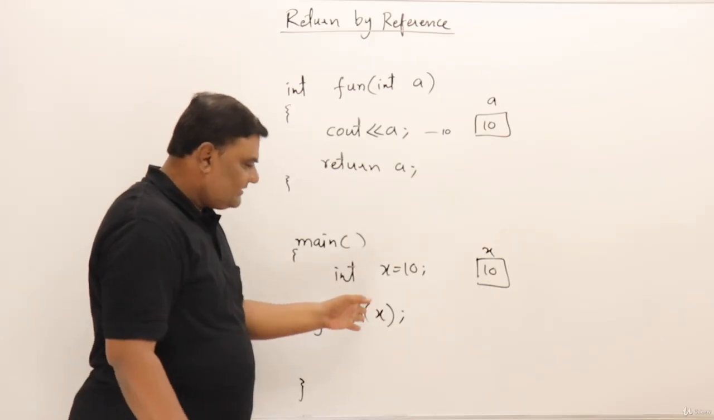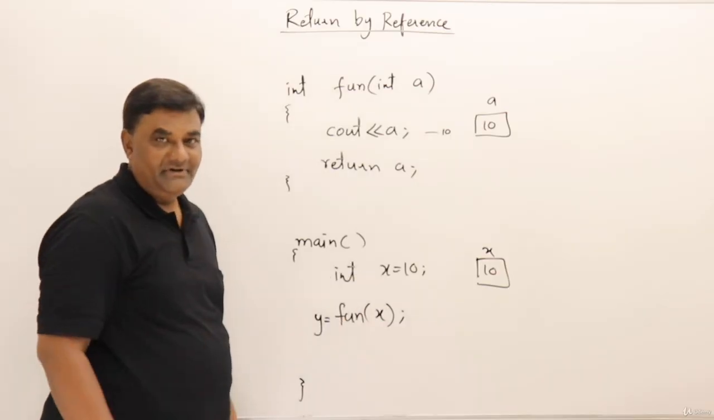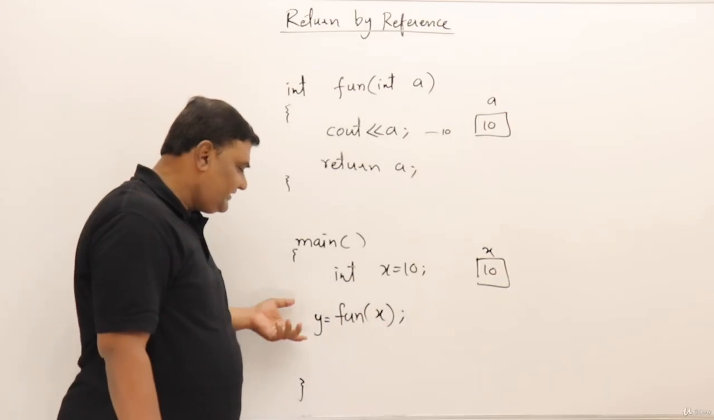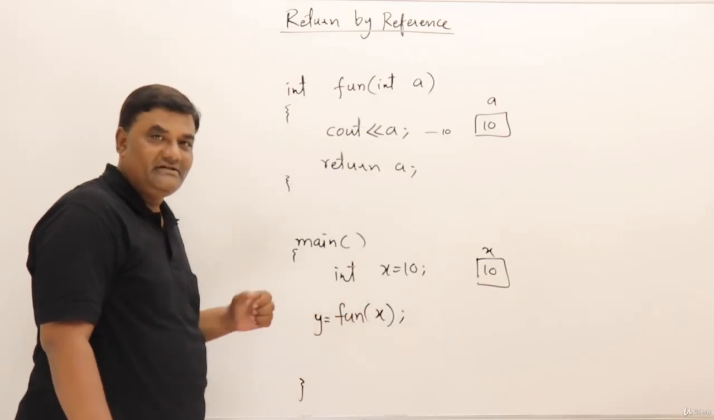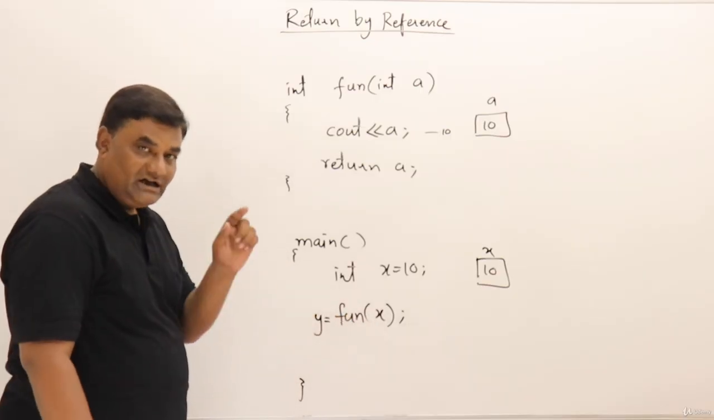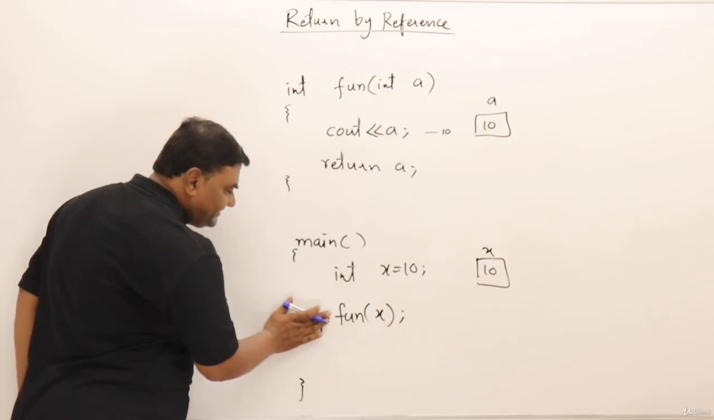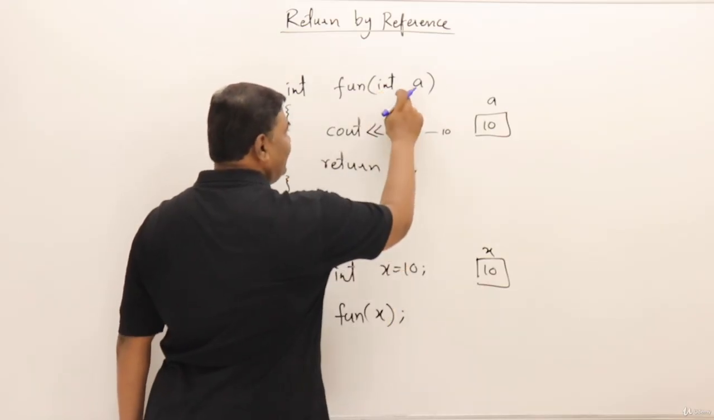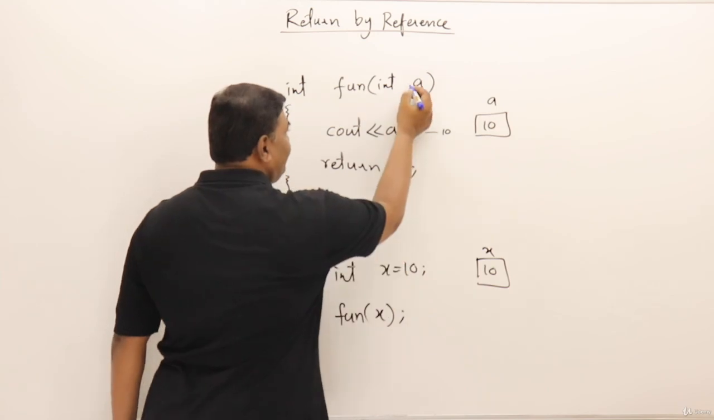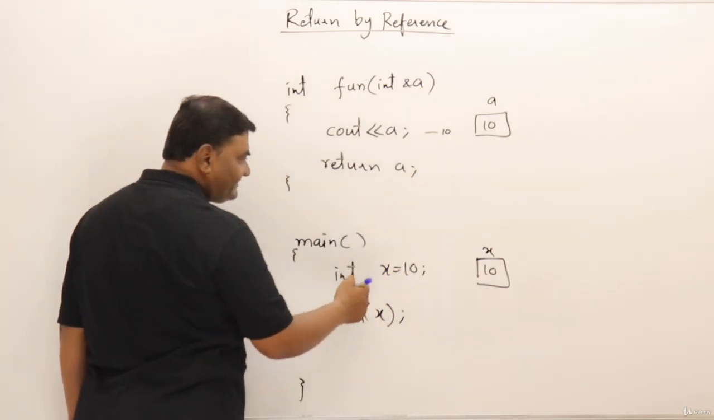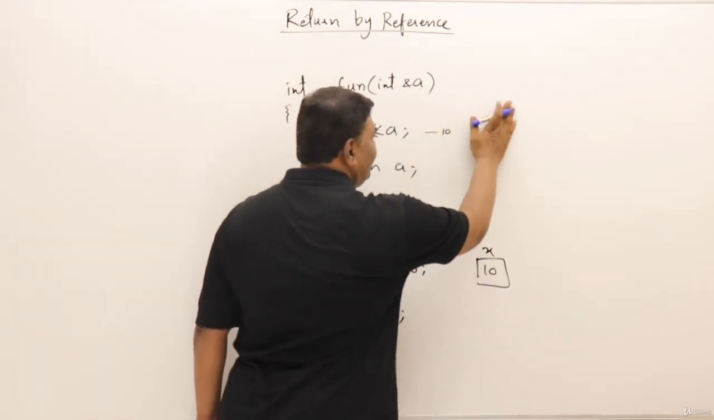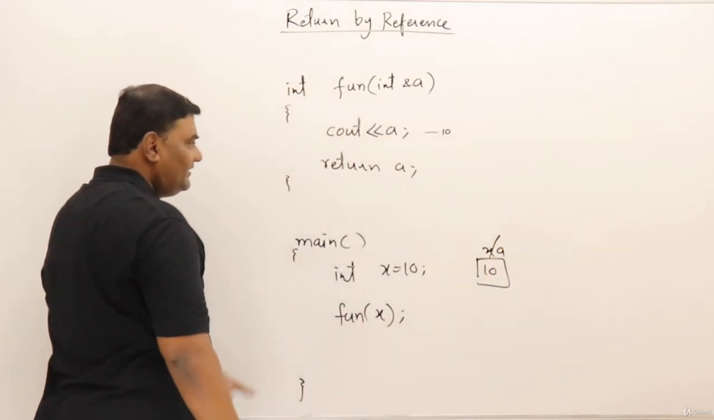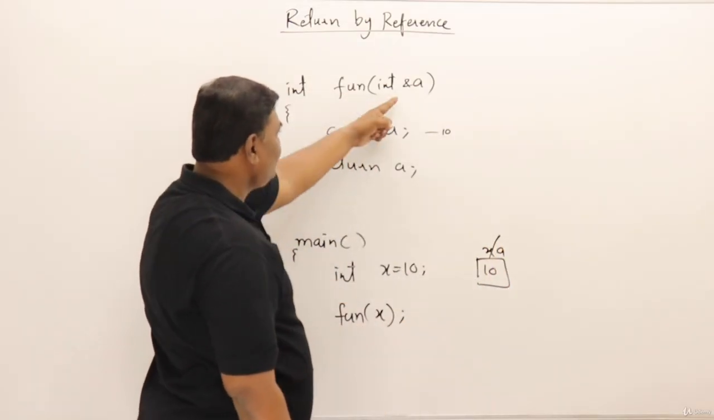So function always comes on the right hand side of assignment. We don't write them on the left hand side. On the left hand side we take some variable so that it takes the return result. But now I'll make changes in this one and see what happens. Now from here I am sending x, but this a is not a separate variable, it's a reference to this x. So there is no separate a, this itself is a. So this is called call by reference.